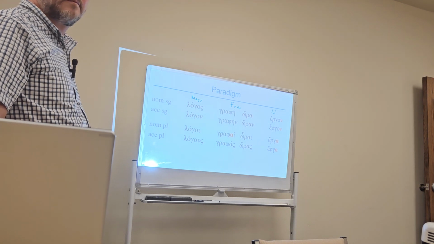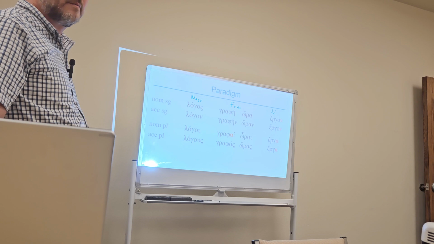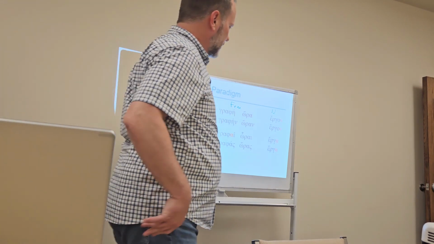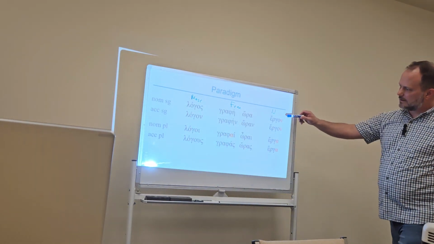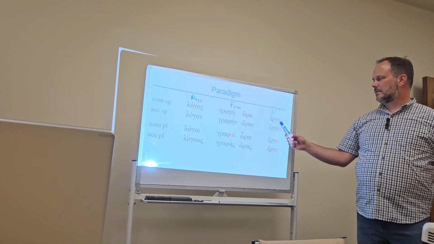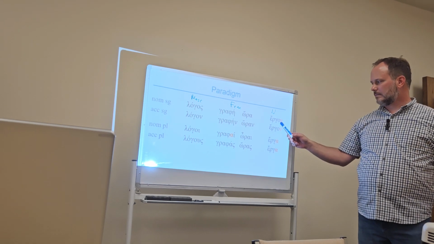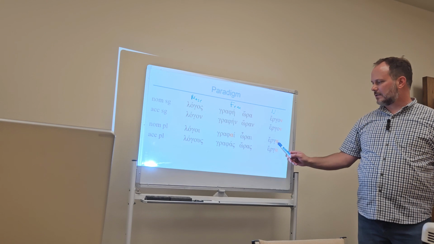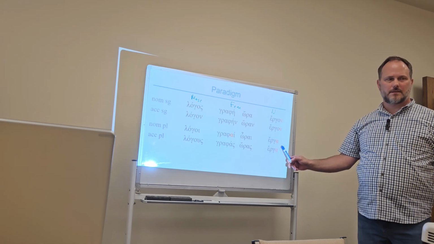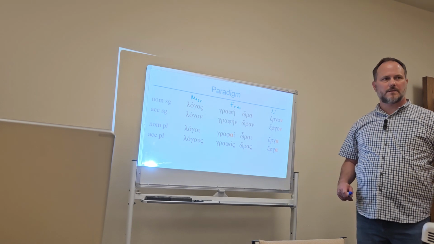Now, which one did you say was where the letters came together? Right down here. You notice here, on ergon, the omicron's now gone, elided by the alpha.